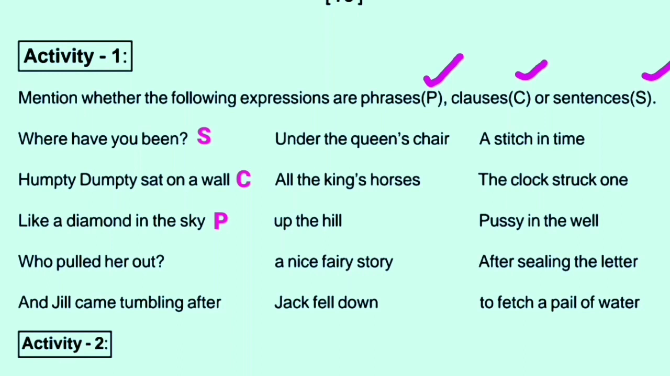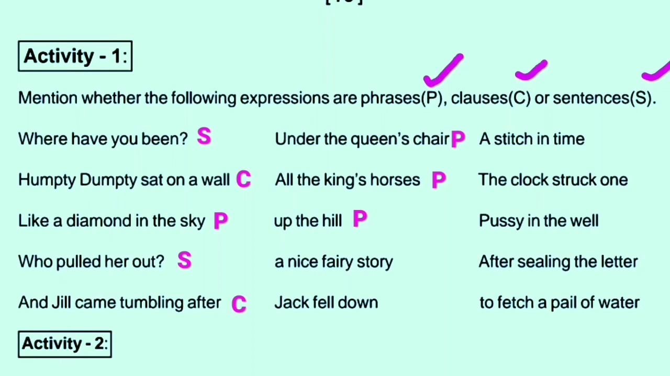Who pulled her out? Question mark. It is an interrogative sentence. And Jill came tumbling after. Coordinate clause. Under the queen's chair. Group of words. Phrase. All the king's horses. A combination of words. Phrase. Up the hill. Phrase. A nice fairy story.